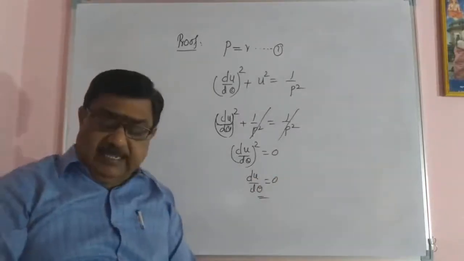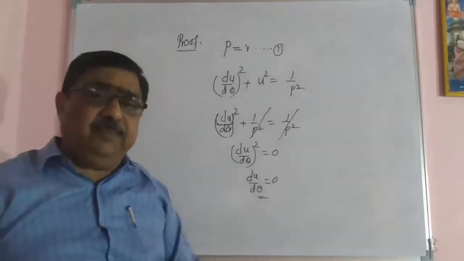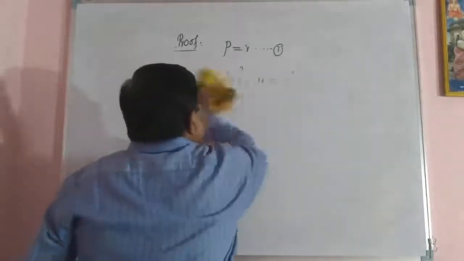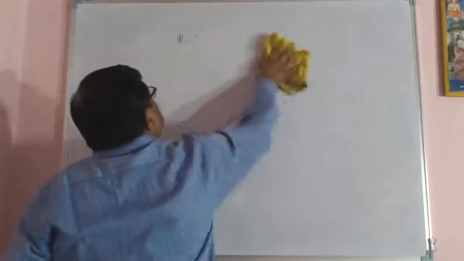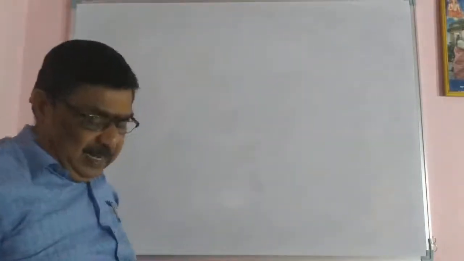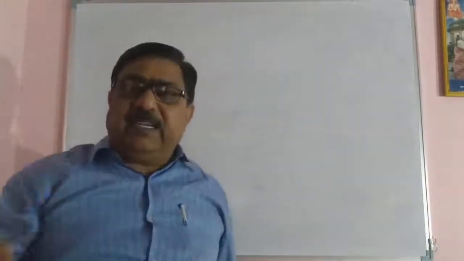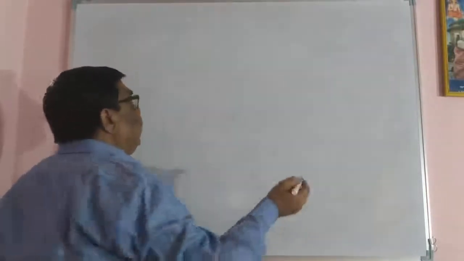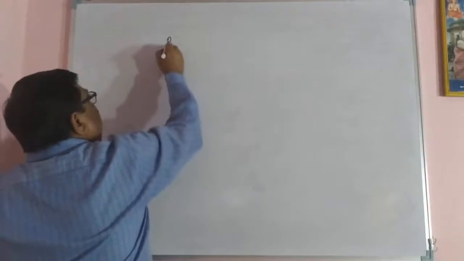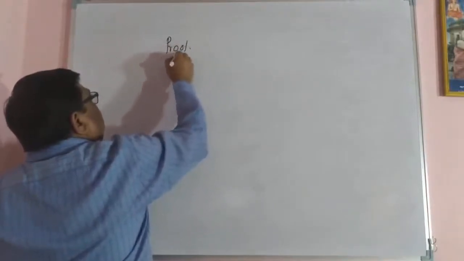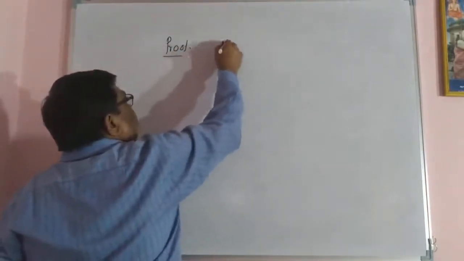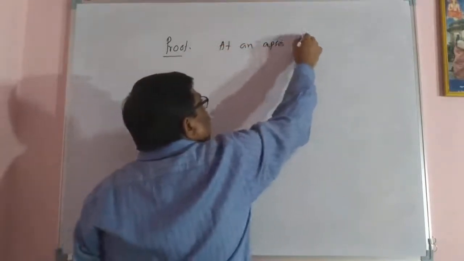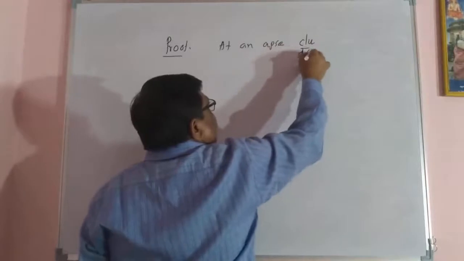And the second theorem, based on the same theorem: prove that at an apse, the radius vector is perpendicular to the tangent. Or in other words, the velocity is perpendicular to the radius vector. The angle between them is 90 degrees, and we want to prove it. So the proof: at an apse, du by d theta is 0. This is the reverse case of the first theorem.